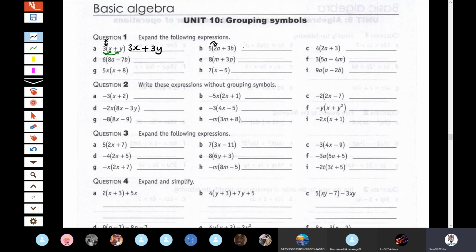Let's do that again. 5 times 2a, 5 times 2 is 10. That becomes 10a plus 5 times 3b, 5 times 3 is 15, and then b. And you can't add unlike terms, so you're done with that. That's your final answer.